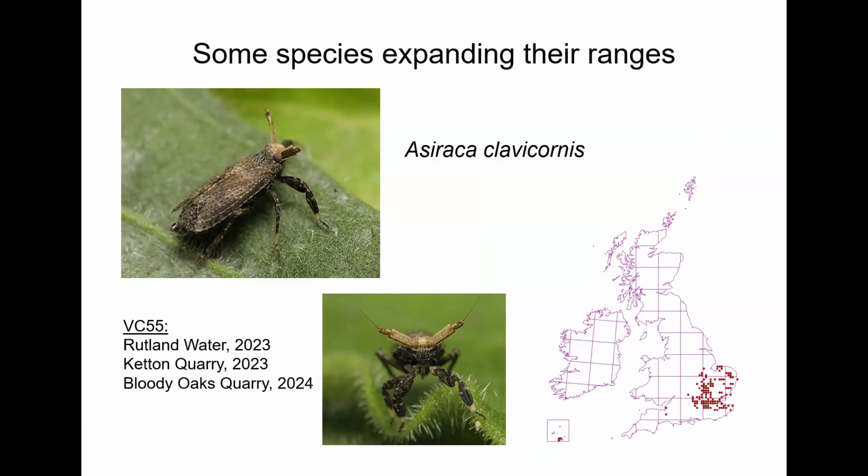This is an interesting one. This is Auchenorrhyncha clavicornis, which is a delphacid planthopper. Has these very distinctive flattened and expanded forelegs and antennae. Really very distinctive creature. Can't really mistake it for anything else. As you can see, it's mainly in the south and the east of the country.